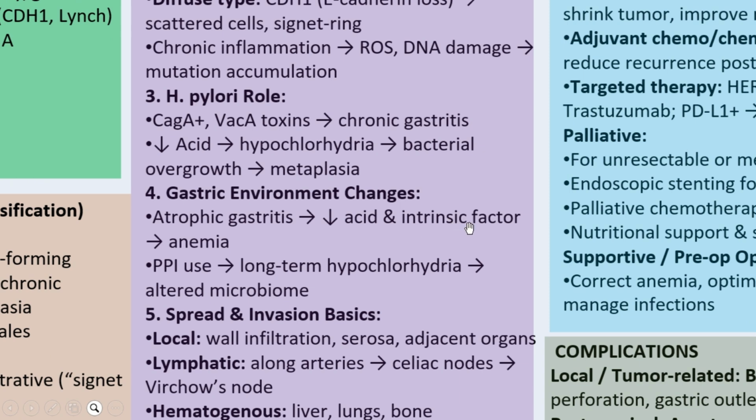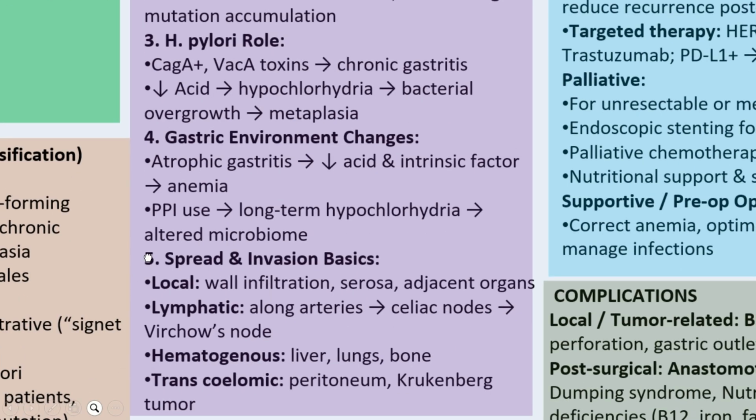Then we have the gastric environment changes, and it's the same principle. We have atrophic gastritis, decreased acid and intrinsic factor, where someone gets the anemia now. And sometimes you have the proton pump inhibitors, which is a theory that has been come up with, but nobody has yet confirmed it, that because of the hypochlorhydria and increased gastrin, we may have an altered microbiome whereby the stomach is less acidic. So microbiome is going to grow up in the stomach, and then we have changes.